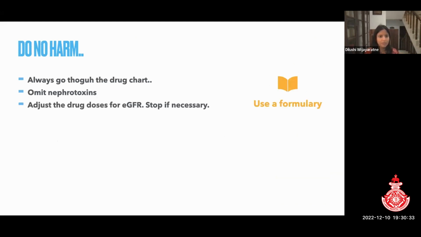So keeping this patient safe is also about not doing any harm to the patient, right? So always you need to go through the drug chart. Look to see if there are any nephrotoxic drugs and stop them if there are any. And adjust the drug doses for the GFR. Some drugs you can't give when the GFR is low, not because they are nephrotoxic, but because the drugs become toxic when the kidney is not working, right? So it's impossible to remember all the nephrotoxic drugs, and it's impossible to remember all the dose adjustments. So we need to use a formulary.